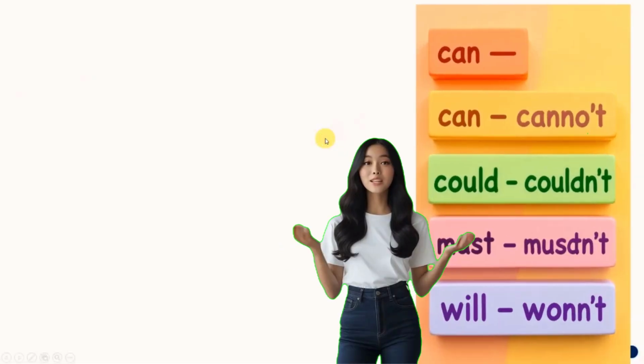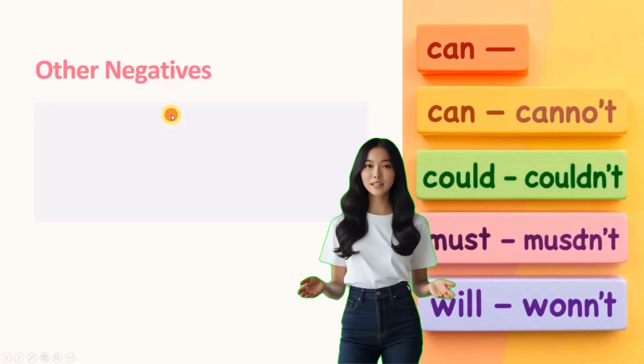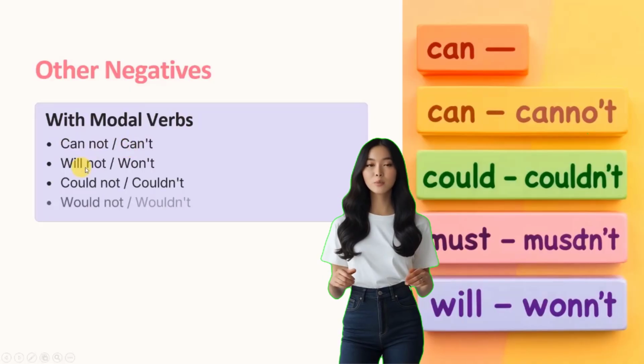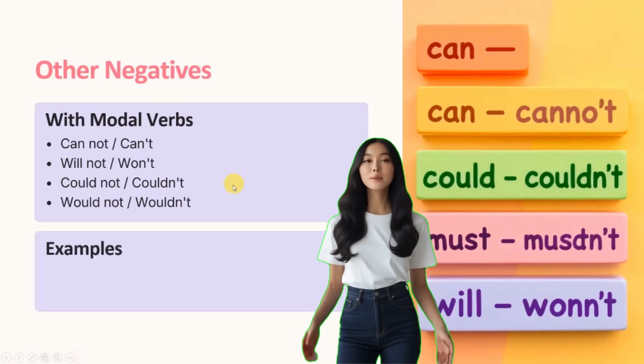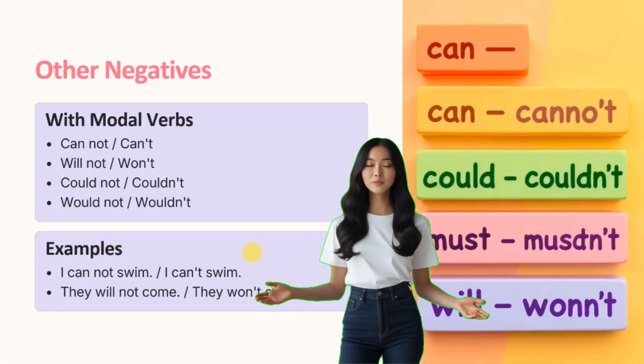Okay, let's look at some other negatives. With modal verbs: cannot, can't, will not, won't, could not, couldn't, would not, wouldn't. Righto, guys, let's look at some examples. For instance, I cannot swim, I can't swim. They will not come, they won't come. That is some nice examples over there. I'm quite sure this is very simple and straightforward to make sentences. I don't think you need any more examples on this.